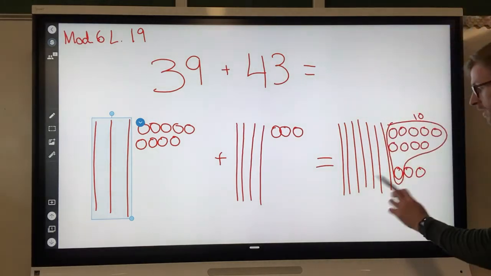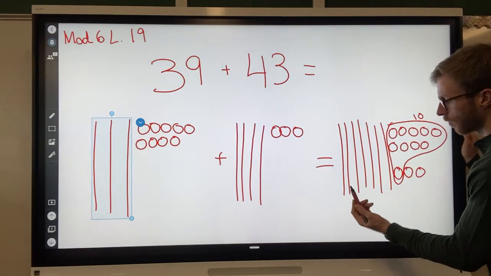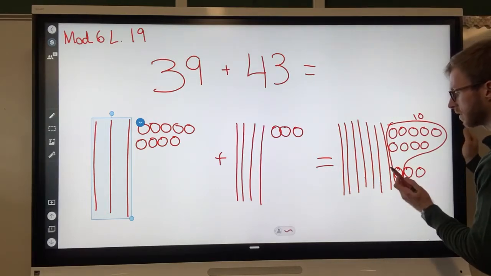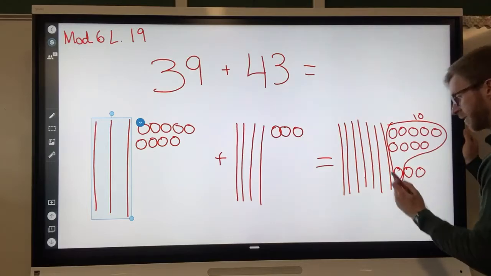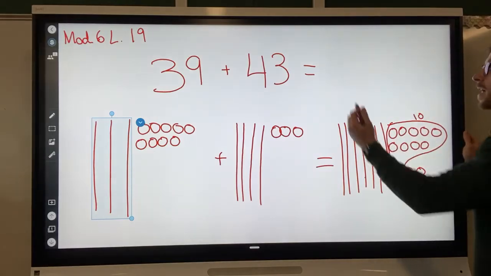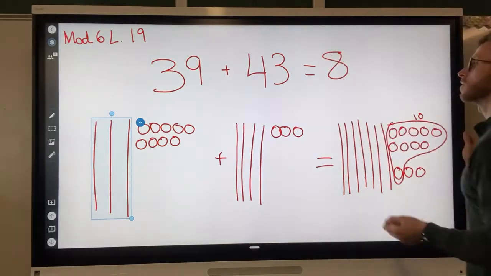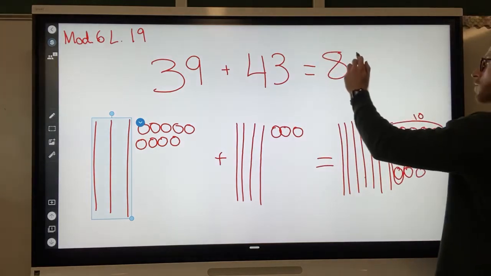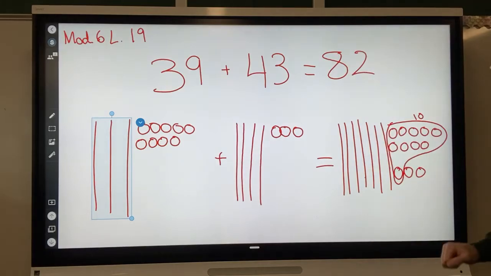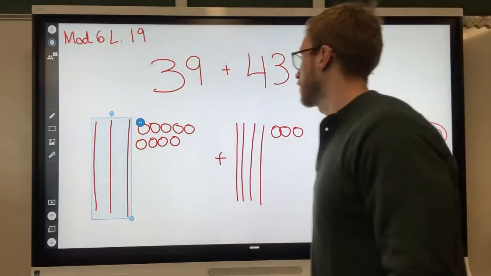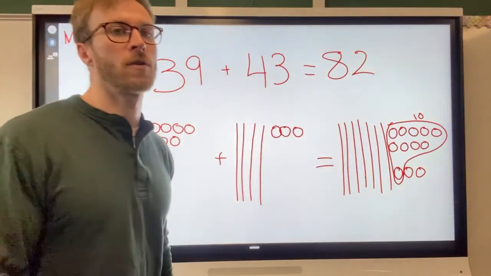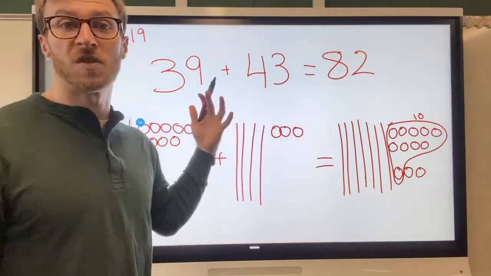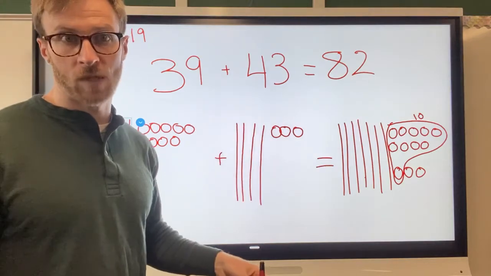Let's count all the 10s we have here. Ready? 1, 2, 3, 4, 5, 6, 7, 8. So this is our 8th 10. So we have 8 groups of 10, so that's going to make 80. And then we have 1, 2, 2 extra ones. 82. So 39 plus 43 equals 82. And this is how we solve it by drawing a picture.